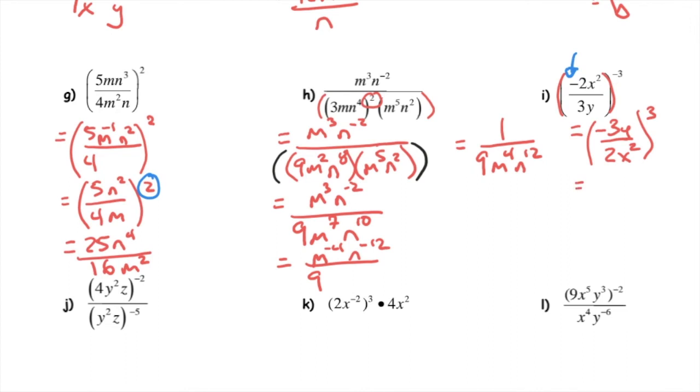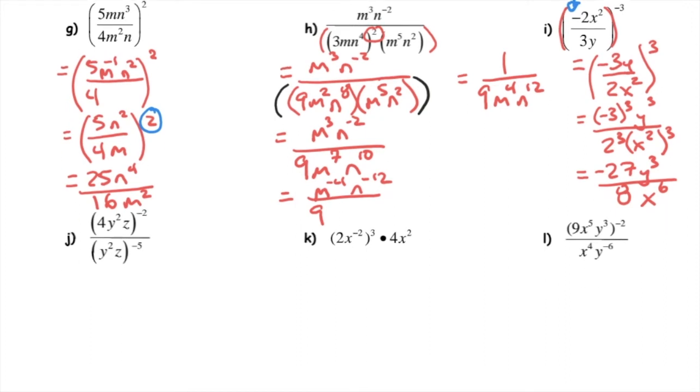And now I'm going to apply the cube. So this becomes negative 3 cubed. Okay, and I could have done that separately, as negative 1 cubed times 3 cubed, but this is just as easy. And then y cubed, 2 cubed, and then x squared cubed. So in my numerator, I'm going to get negative 27 y cubed. That's as nice as that's going to get. 2 cubed is 8. x squared cubed, it's a power of a power, so I'm going to multiply these exponents to get x to the 6th. Okay, and there we go. Let's keep going.